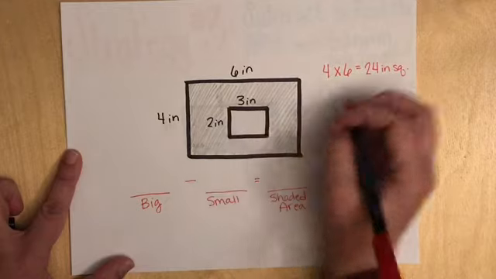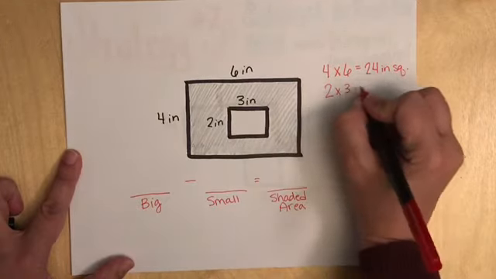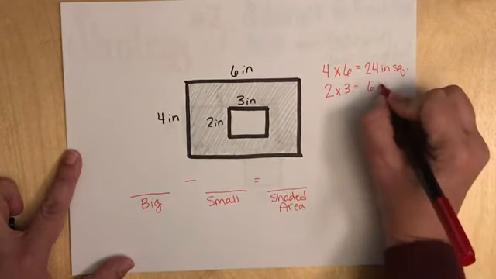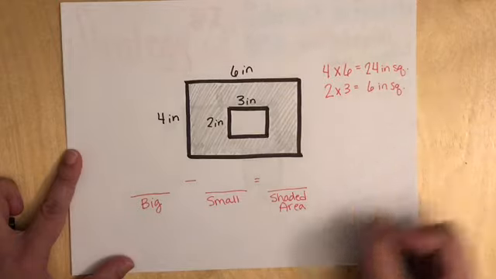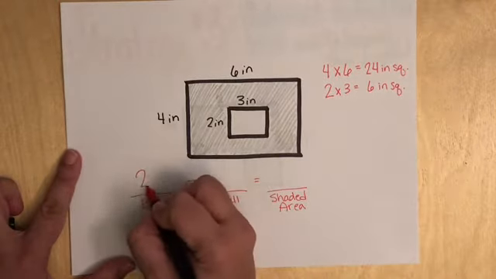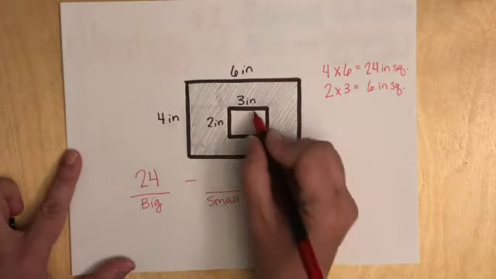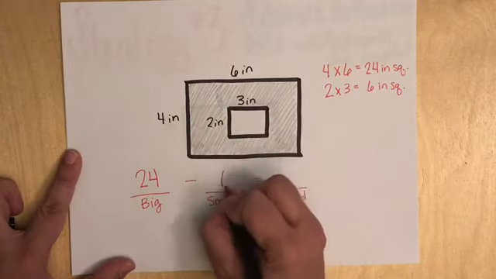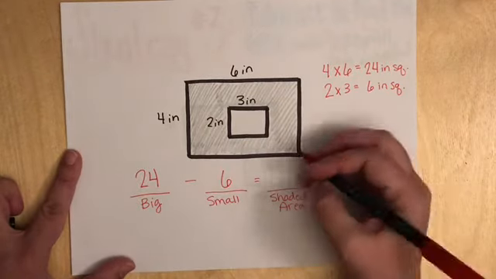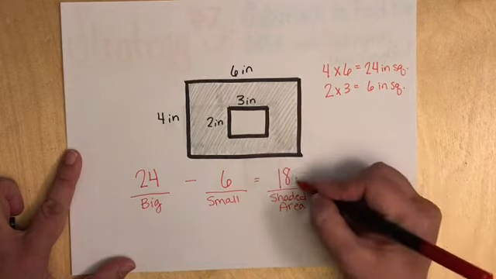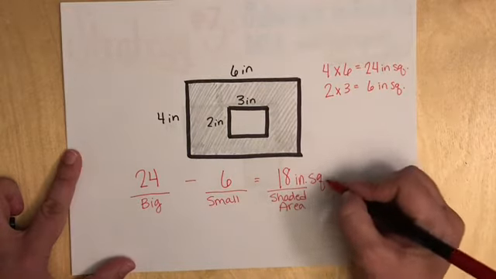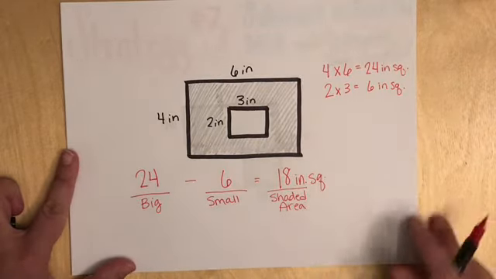And then our small rectangle is 2 times 3 inches equals 6 inches squared, or square inches. So now our big rectangle is 24. Take away our smaller rectangle, which is 6. So that should have gotten you 18 inches squared, or square inches. How did you guys do?